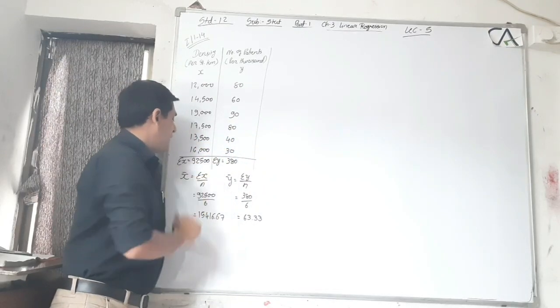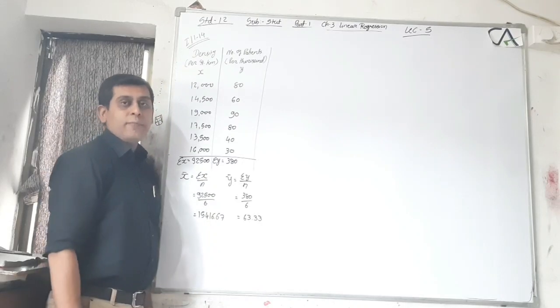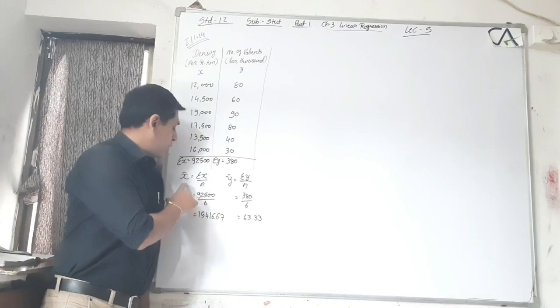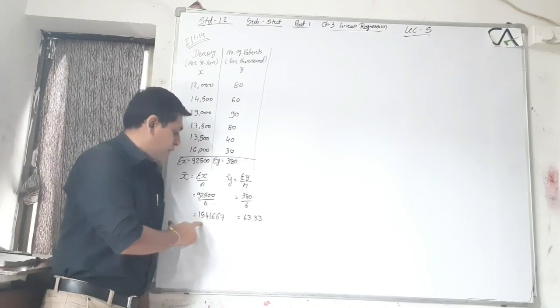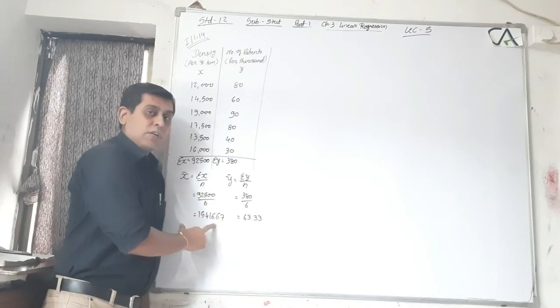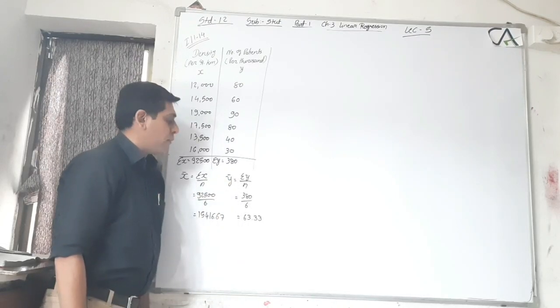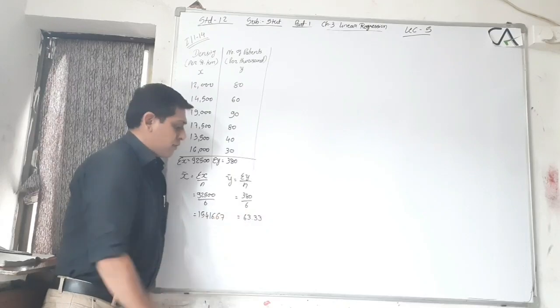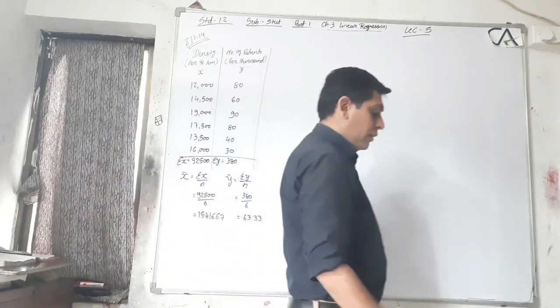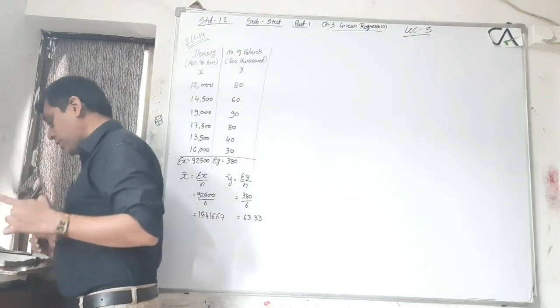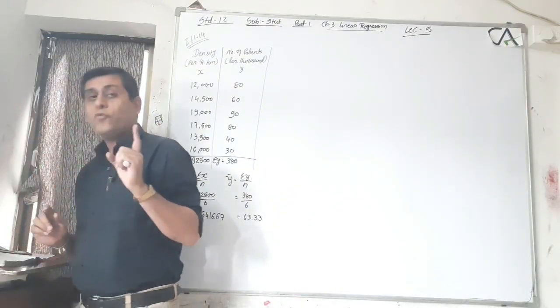Here sigma x is 92,500 and sigma y is equal to 380. On the basis of these two, x bar and y bar: first of all, x bar is equal to 92,500 divided by 6, that is 15,416.67, and then y bar is equal to sigma y upon n, 380 upon 6, which is 63.33.